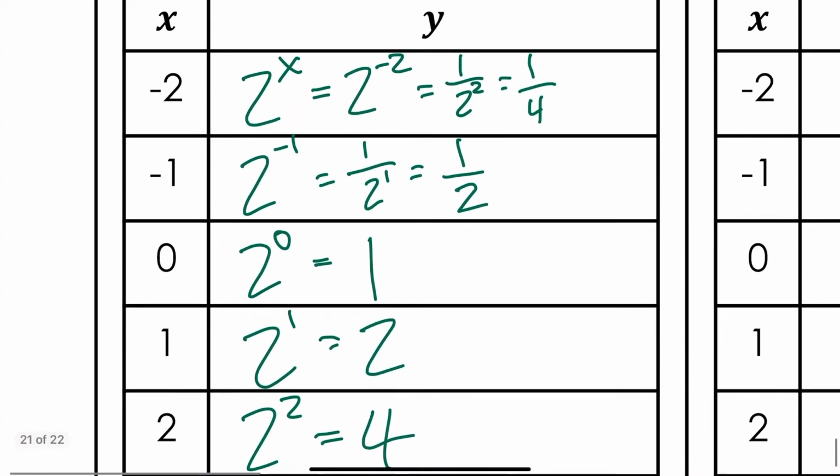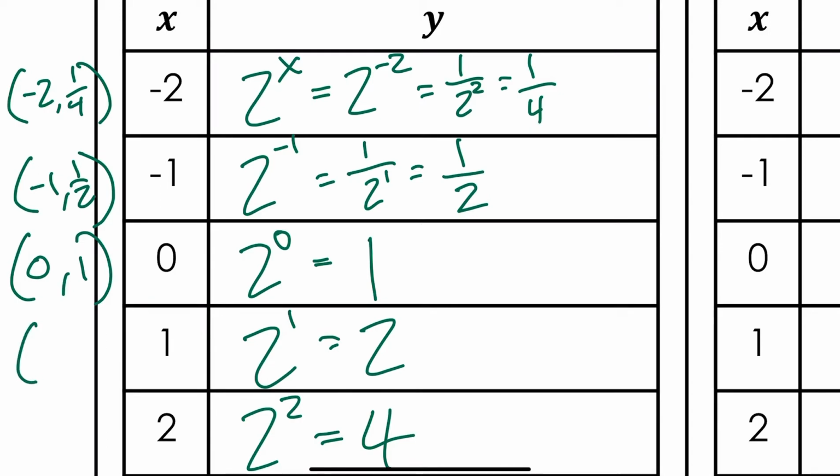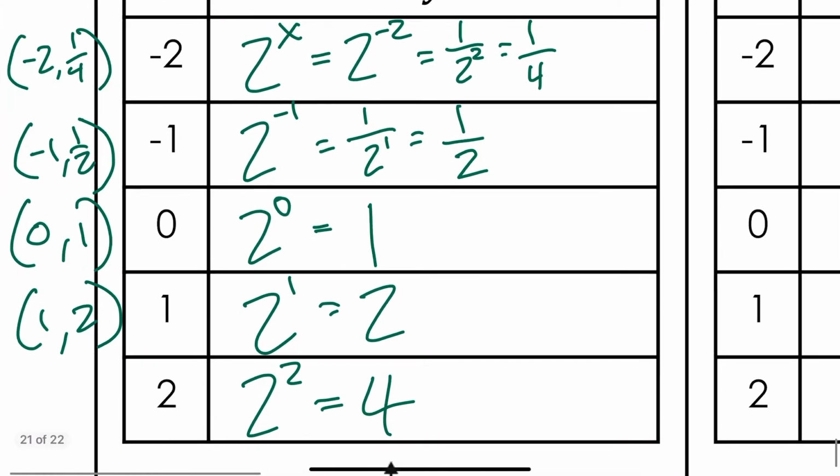So let's see what we have. I got x is negative 2. My y for that was 1 over 4. Okay. Next one, I got negative 1, comma, we said 1/2. Next one is 0. Our answer was 1. We got 1. Our answer was 2. And the last one, we had 2, and our answer was 4.